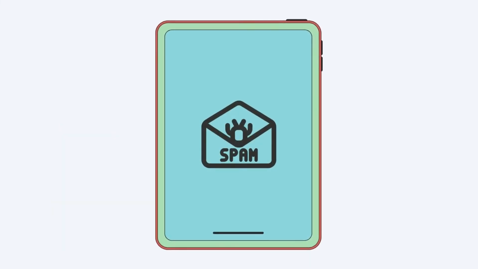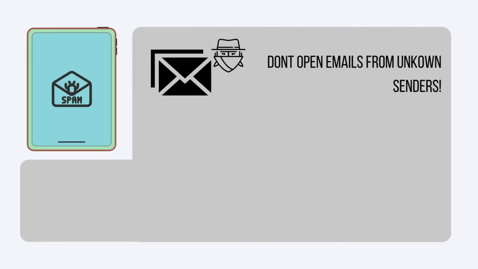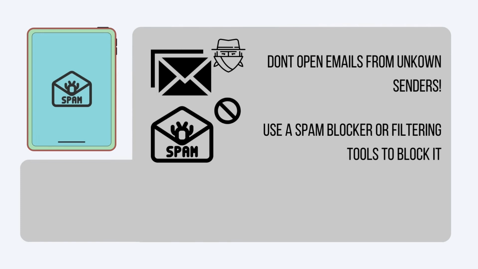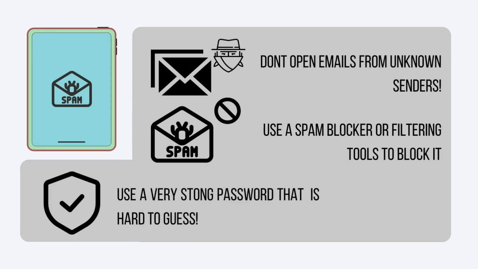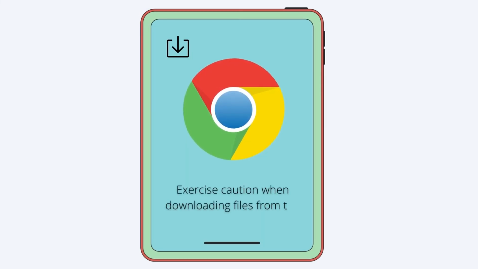To prevent this kind of problems, here are the basic internet rules to follow. First, don't open email attachments or click on hyperlinks from unknown senders. Second, use your spam blocking or filtering tools to block unsolicited emails, instant messages, and pop-ups. Third, use passwords that are hard to guess and change them regularly. Do not store usernames and passwords on websites. Fourth, exercise caution when downloading files from the internet. Only download from trusted sources.